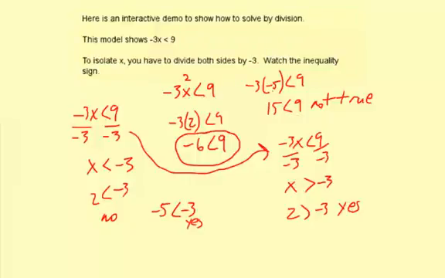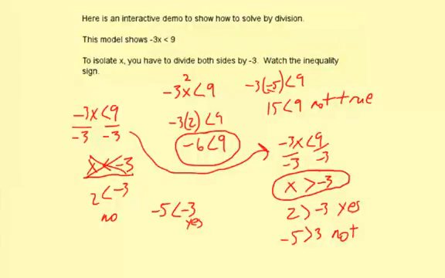Now let's try the other value of negative 5. Negative 5 greater than negative 3. That is not true. And it was not true in the original inequality. So you can see that this inequality here still follows the same patterns. Whereas the inequality over here, x is less than negative 3, didn't work. So this is an example of why you have to reverse the sign of an inequality when you multiply or divide by a negative number.